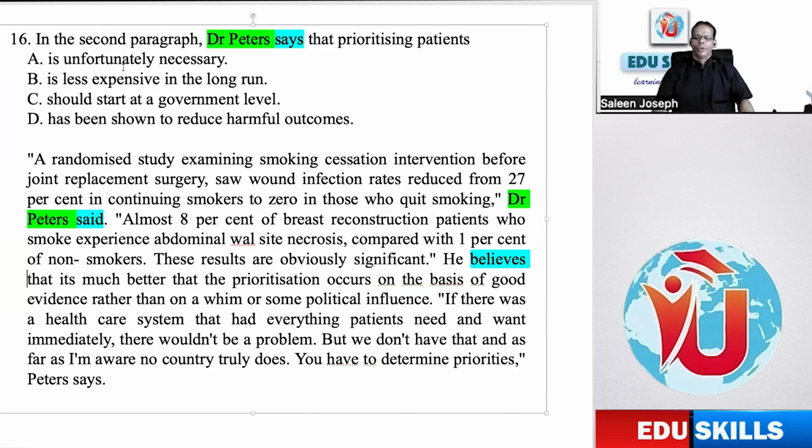After Dr. Peters, so the answer must be after the name. When you have a name, immediately swoop into the name where you find it in the text, and the answer will happen after that.